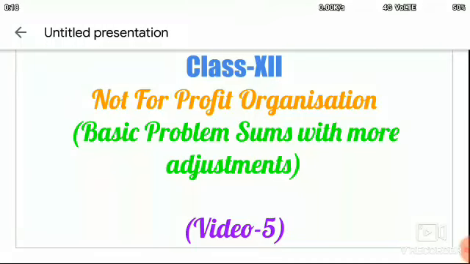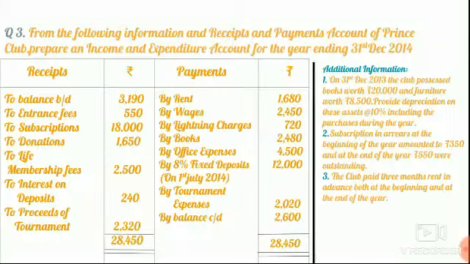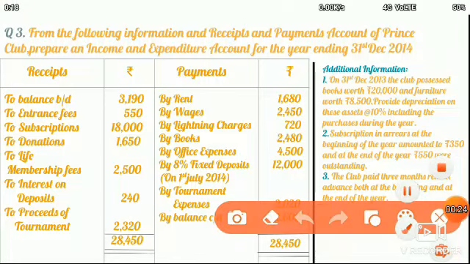Hello everyone. In today's video, we will learn how to make an income and expenditure account with more additional information. So let me show you the sum. This is our sum. From the following information and receipts and payments account of Prince Club, prepare an income and expenditure account for the year ending 31st December 2014.